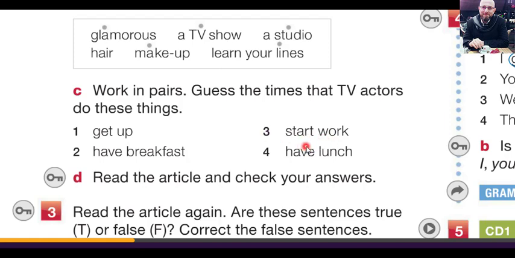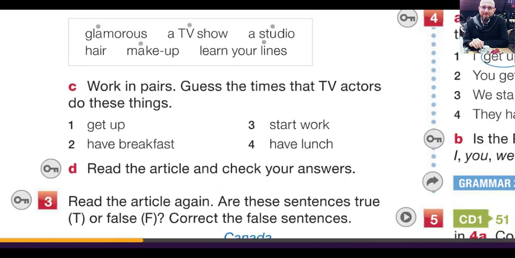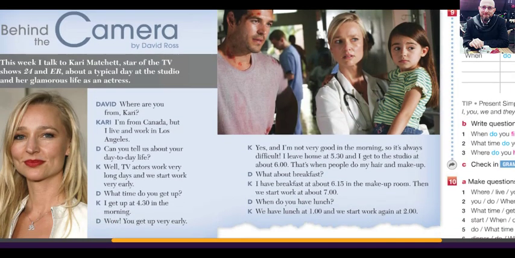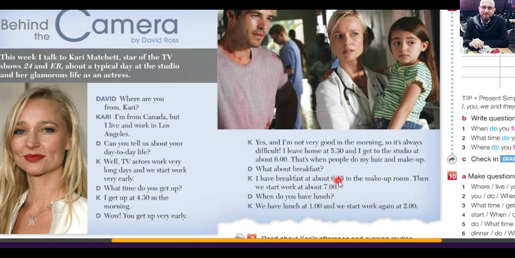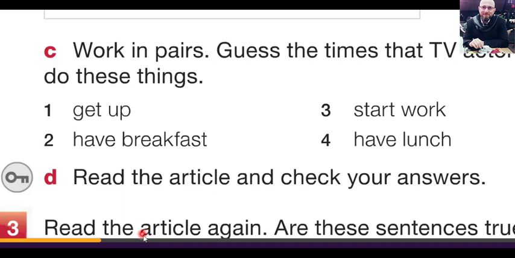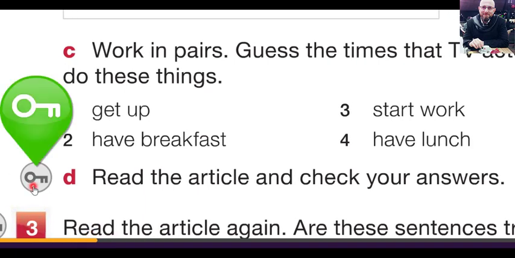But now what we will do, we will read the article and check your answer. What time do they get up, have breakfast, start work, and have lunch? So we will read this article here. So you read and answer the question, write the time. Okay. Stop the video. Take 3 minutes to read it and do the exercise. Okay. Now we will go and check. Okay, so here, let's see the answer.